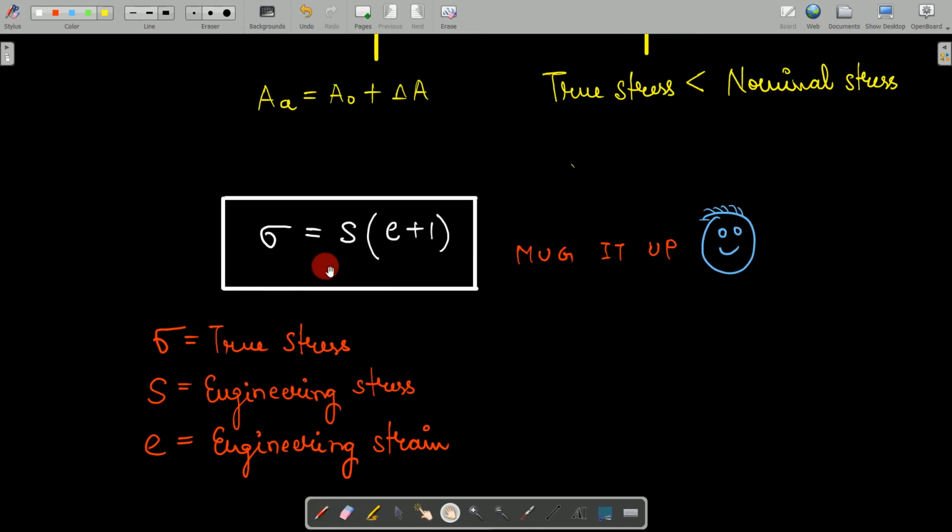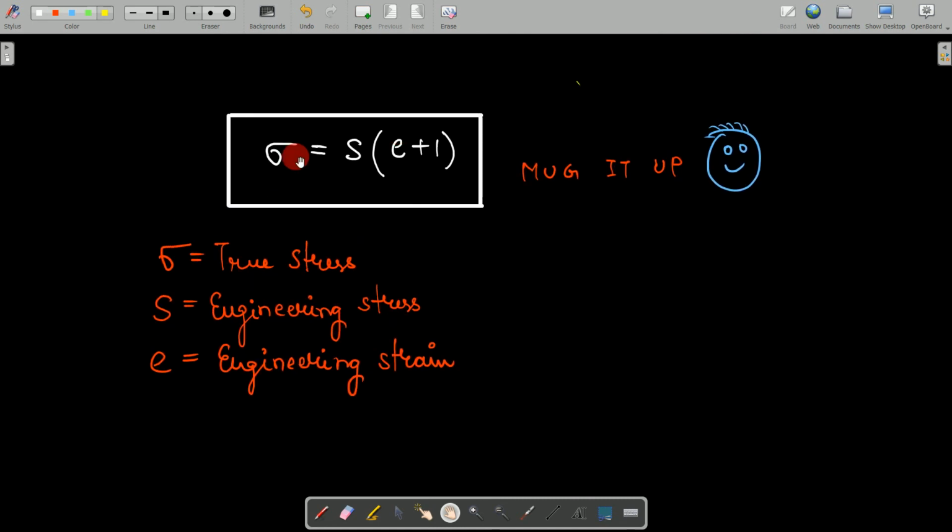Now we have a very important and very special relation which is frequently asked in your exam, that is sigma is equal to S into (e plus 1), where sigma is your true stress, S is your engineering stress, and e is your engineering strain. Make sure this is not true strain, rather it is engineering strain. So memorize this relation, because they have asked this direct formula or numericals based on it many times. So sigma is equal to S into (e plus 1).